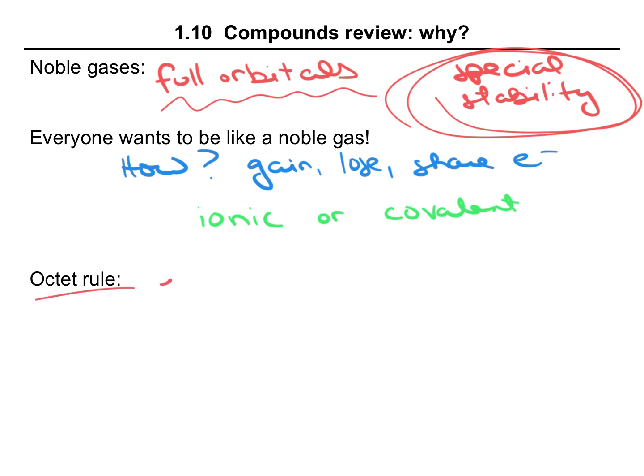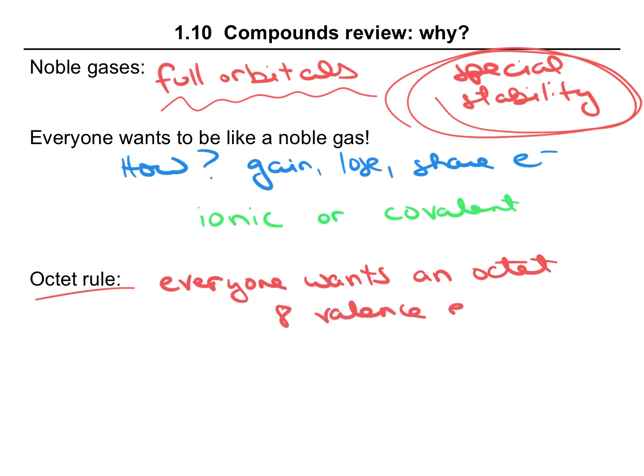The octet rule basically says that everyone wants an octet. In other words, every element wants to have 8 valence electrons. And so different elements will gain, lose, or share to be able to acquire those 8 valence electrons.